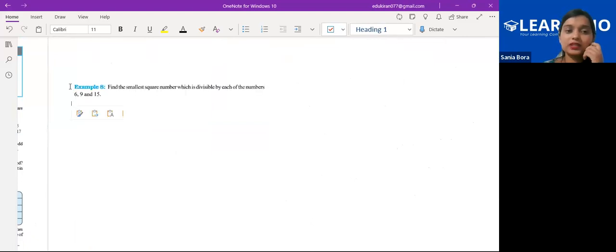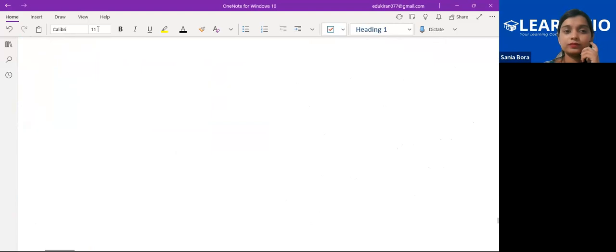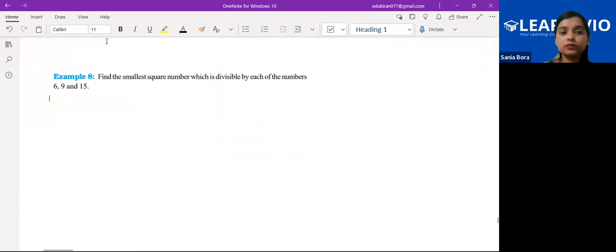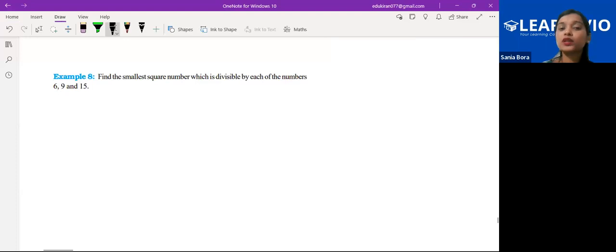Okay. I hope everybody can see example number 8. It says find the smallest square number which is divisible by each of the numbers 6, 9, 5, 15. Clear? You have to find the smallest square number which is divisible by all of them. Whenever these type of questions come, the first thing is that you will find the LCM of 6, 9 and 15. For that, you will do the prime factorization. Clear?